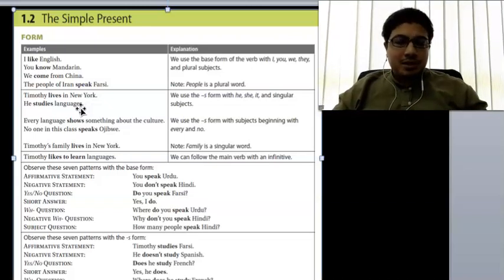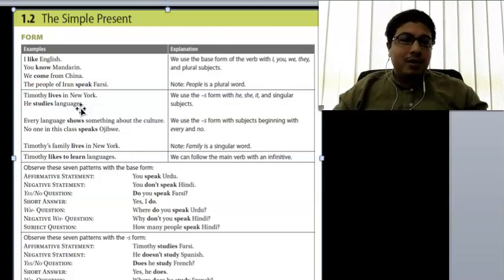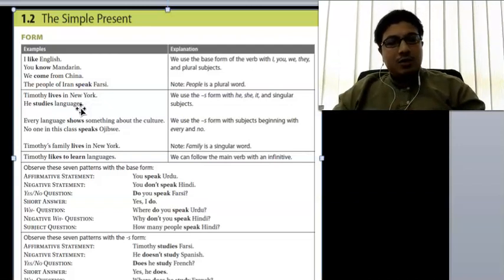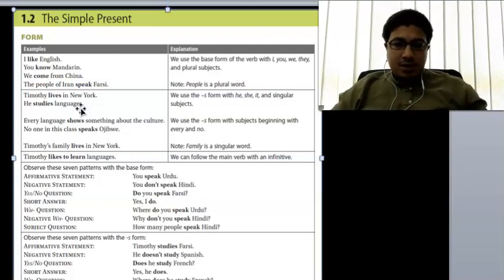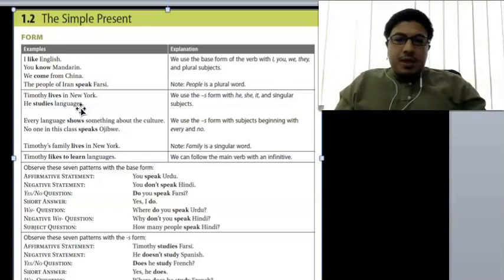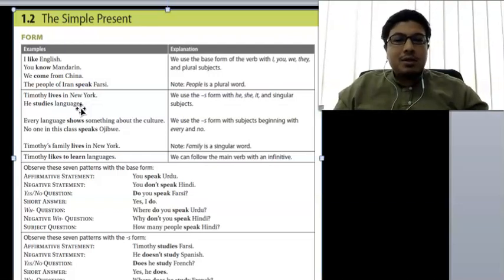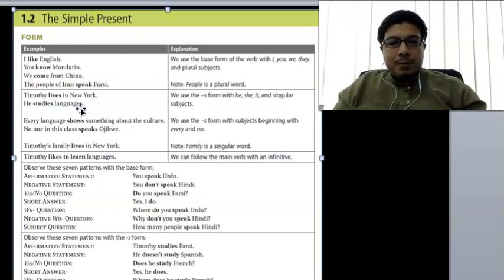If it is past tense, we say lived, with a d, in New York. He studies languages, so he is one person, that is why study becomes studies. If there are two people, Jane and Sarah, study languages. So we don't say studies, but we say study languages. If it is past tense, studied languages. So that is simple present tense.